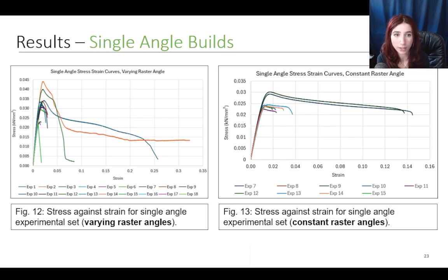geometry. With our constant raster angle, you can see that the magnitudes of our curves do vary, but the overall characteristic of the curve stays the same, with that high slope elastic region, and another varying factor is just how long that plastic region is before we have our ultimate stress, fracture stress breaking point.